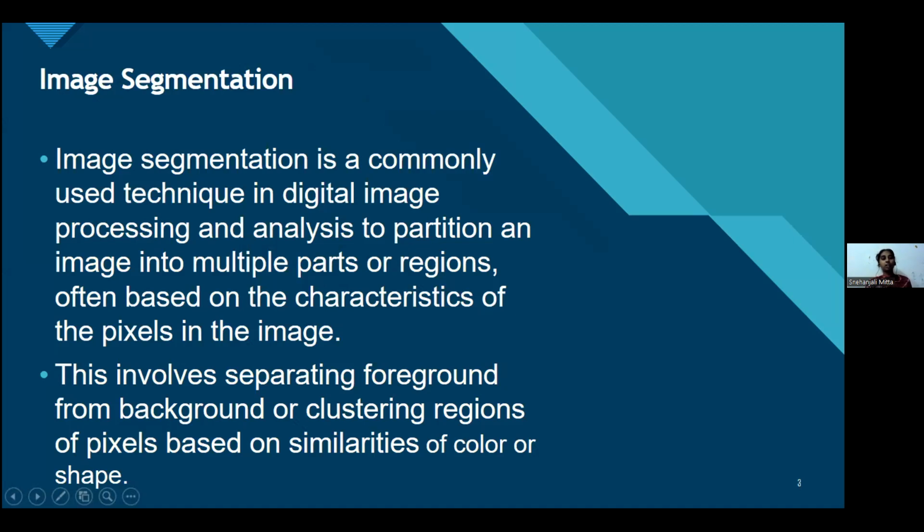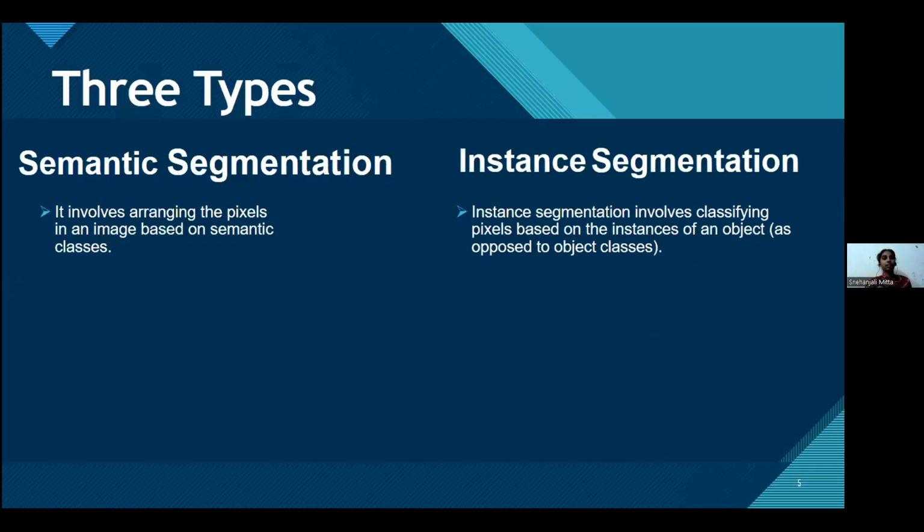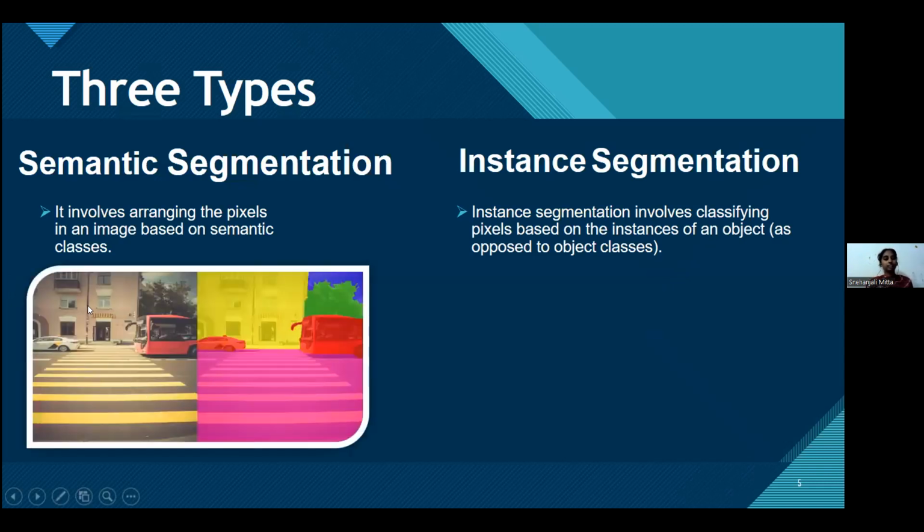Image segmentation is a commonly used technique in digital image processing and analyzing images. This involves separating foreground from background or clustering regions of pixels based on similarities of color or shape. Let's see what the types of image segmentation are. There are mainly three types. They are semantic segmentation, firstly, which involves arranging the pixels in the image based on semantic classes. In this diagram, we can see that vehicles like car and bus are segmented as one object, and the building is segmented as another object. Trees are also segmented as another object.